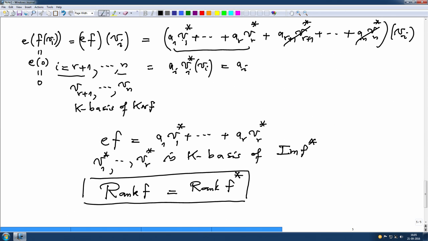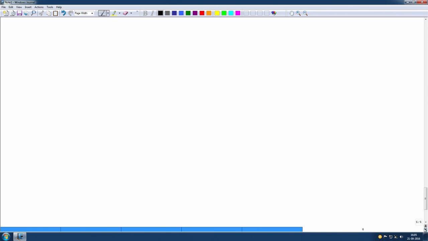So now I will start a new topic, which is called quotient spaces. Before I start formally, I want to give a little bit of motivation and some comments. Quotient spaces in general are a very important concept. This comes in every subject.